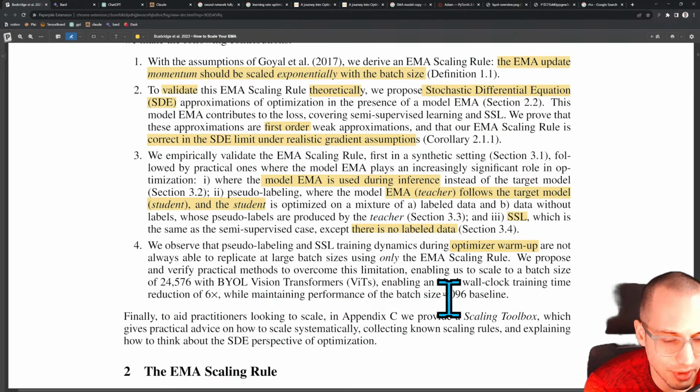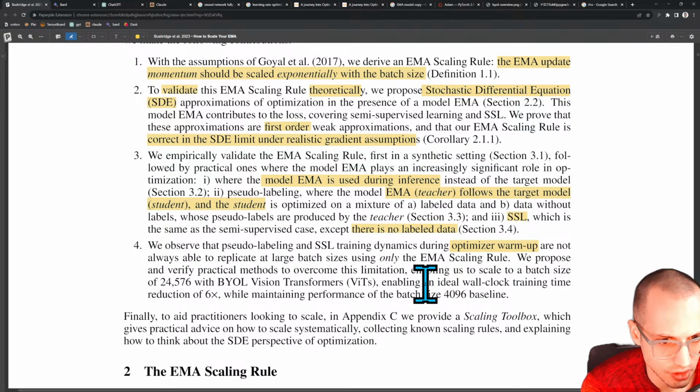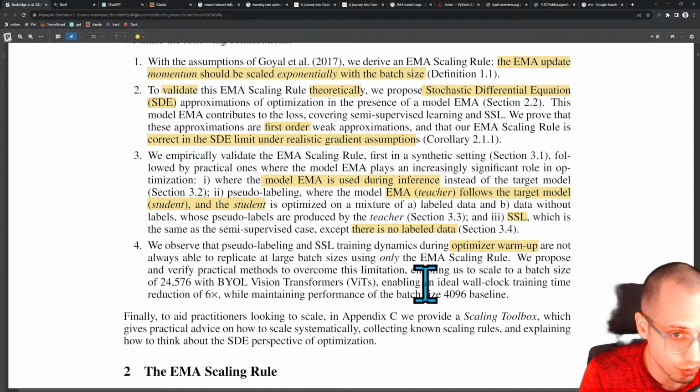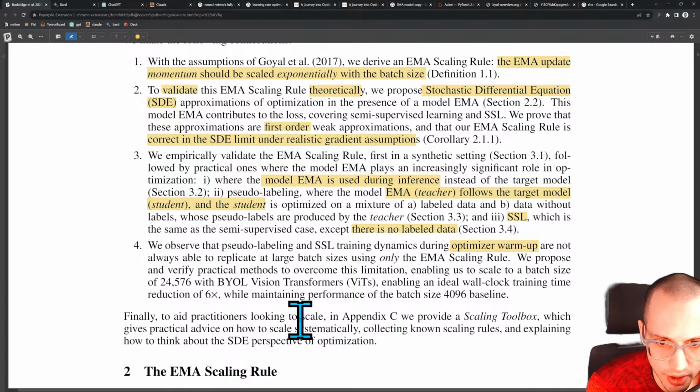Those are usually common also for normalization. So maybe you want to normalize, but you don't want to normalize only based on this batch, you want to normalize based on a bunch of other previous batches as well. So that's another reason warm-up is popular. But maybe it sounds like warm-up causes issues with their EMA scaling rule.